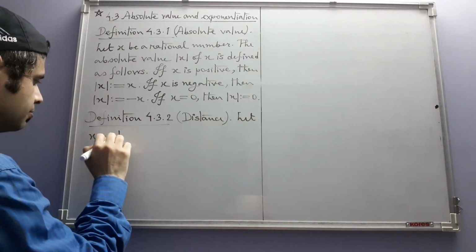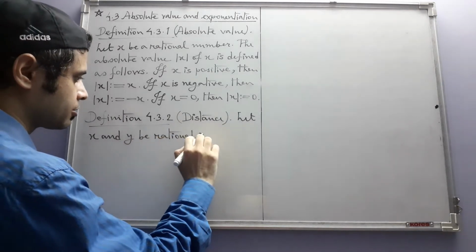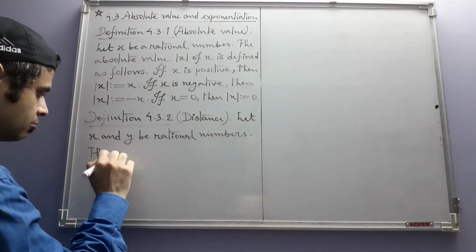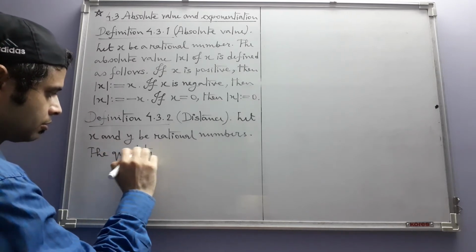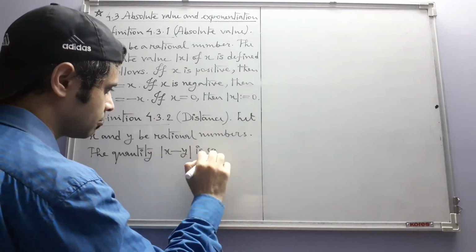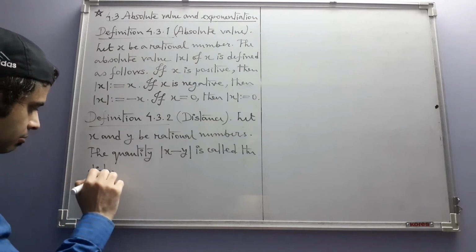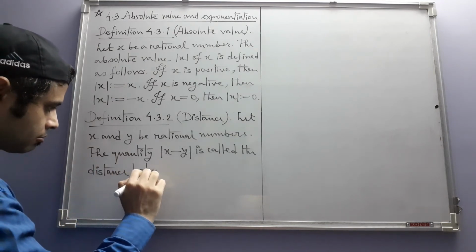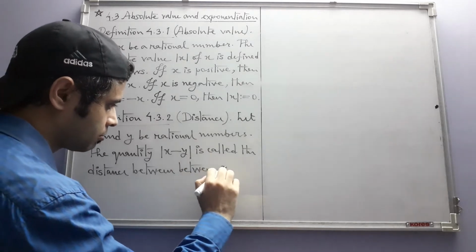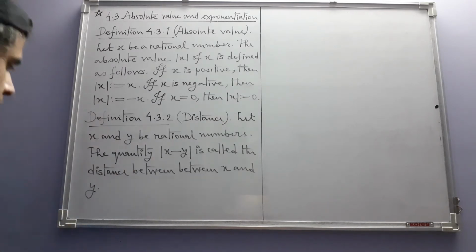Let x and y be rational numbers. The quantity absolute value of x minus y is called the distance between x and y. Okay, it's called the distance between x and y.